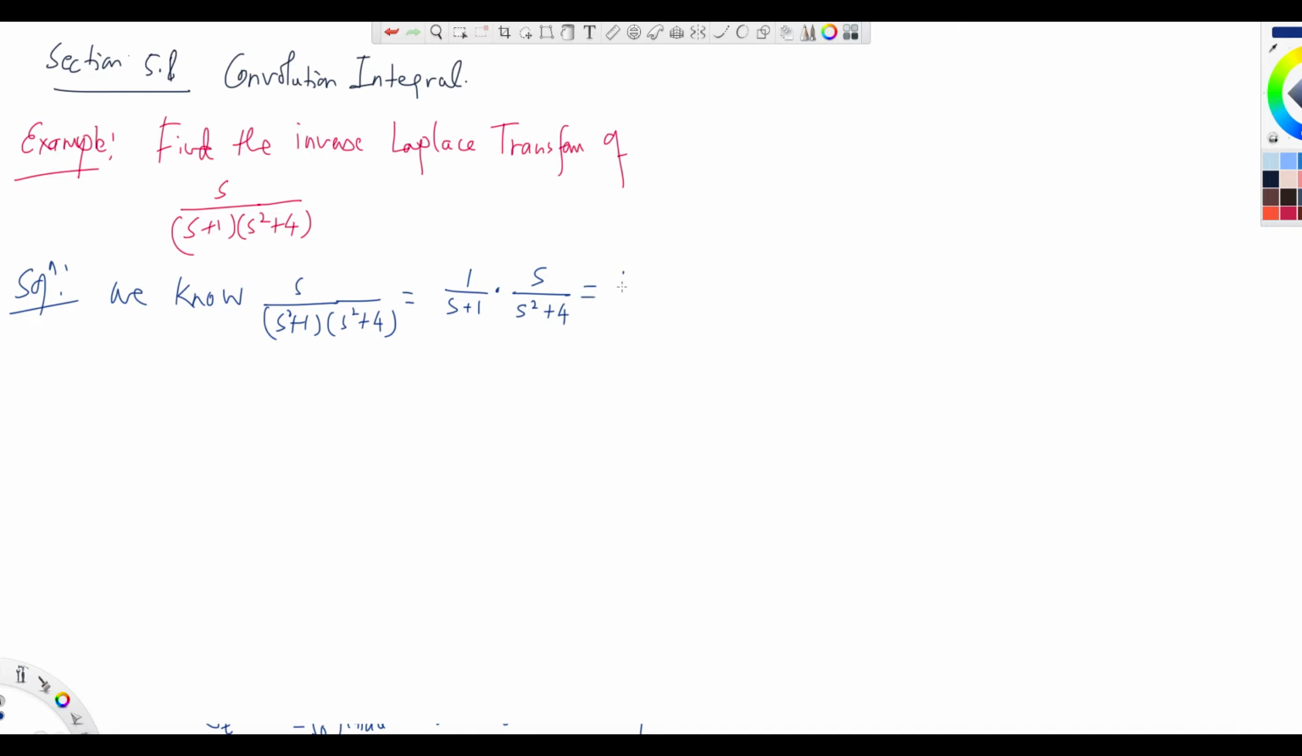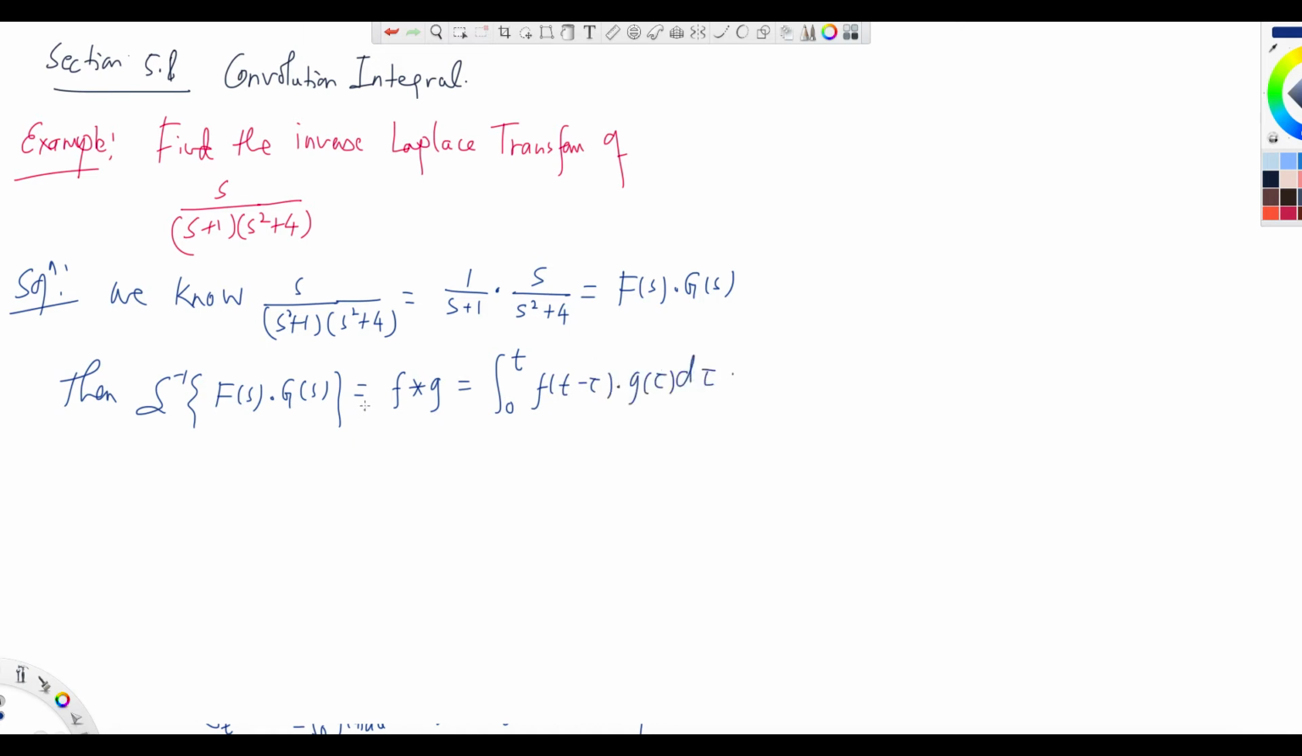Let us do that as F(s) times G(s), because we know they have separate inverse Laplace transforms. So we don't have to do the partial fraction for this kind of function. What we do is: the inverse Laplace transform of F(s) times G(s) is equal to what? It is f convolution g, right? Which is the same as the integral from 0 to t of f(t minus tau) times g(tau) d tau.